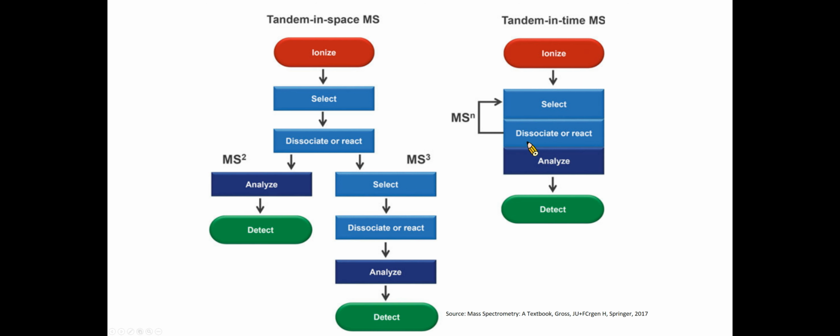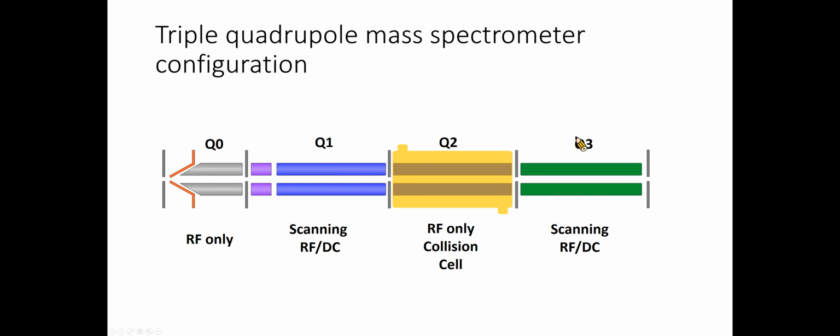Let's look into the internal setup of the most commonly used mass spectrometer for quantitative analysis, triple quadrupole mass spectrometry. Literally, triple quadrupole mass spectrometry contains 3 quadrupoles, Q1, Q2, and Q3.